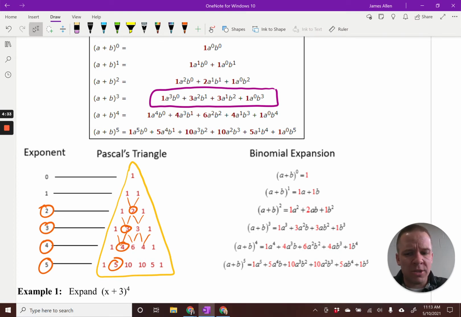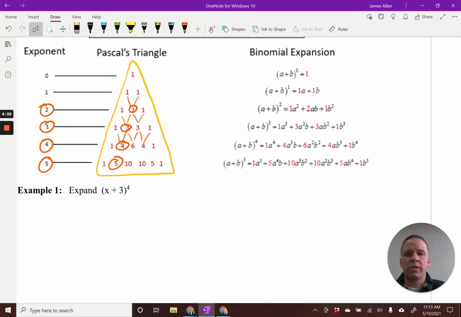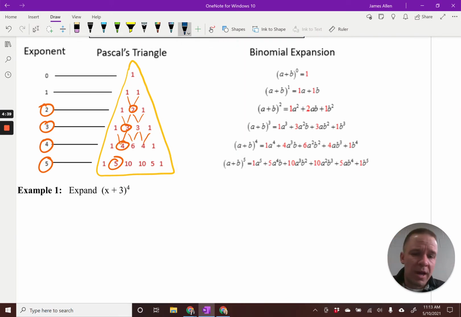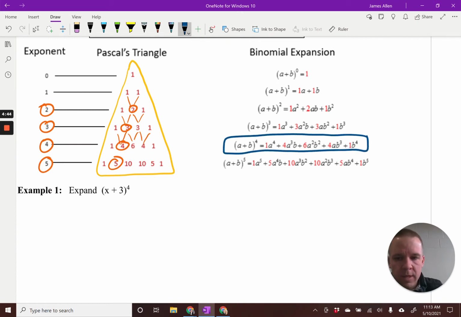How about we get to expanding? Let's do that. Let's work this first one here together. Okay, so I have to the 4th. I'm using this one. Okay, so to start, I would have 1, and then it'd be x to the 4th.